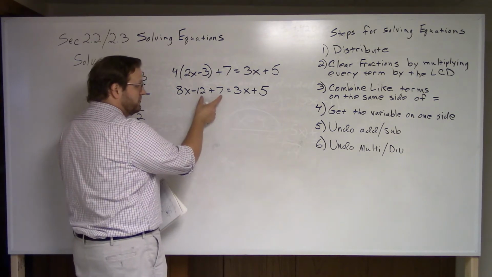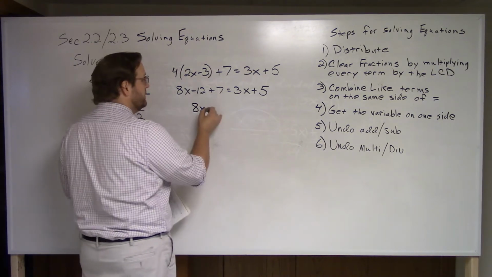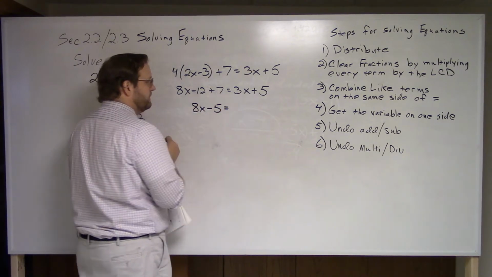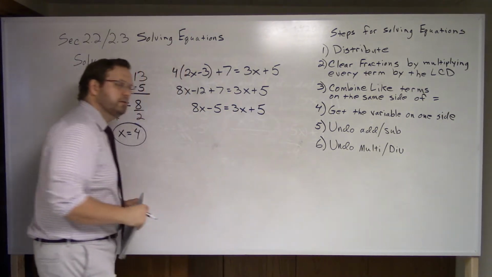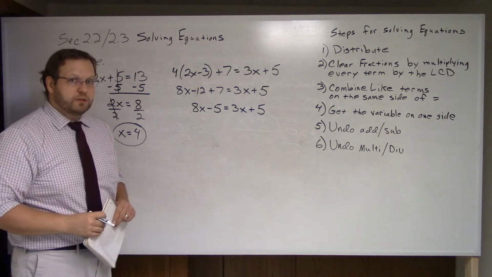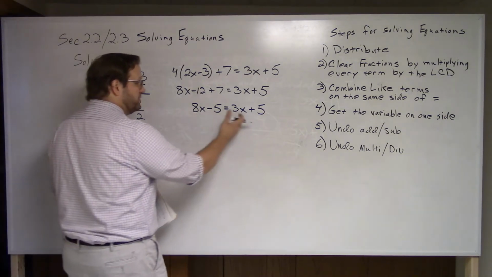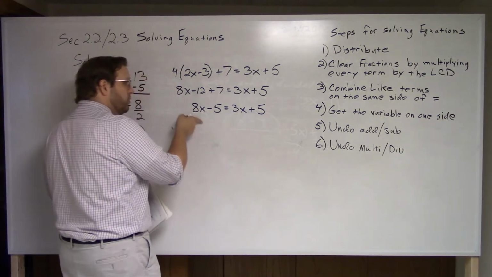So these are like terms. So I can take 8x, negative 12 plus 7 is negative 5. And then that right side just drops right down. Next, get the variable on one side. Right now we have a variable on both sides. We don't want that. So I'm going to take this 3x and bring it over here.